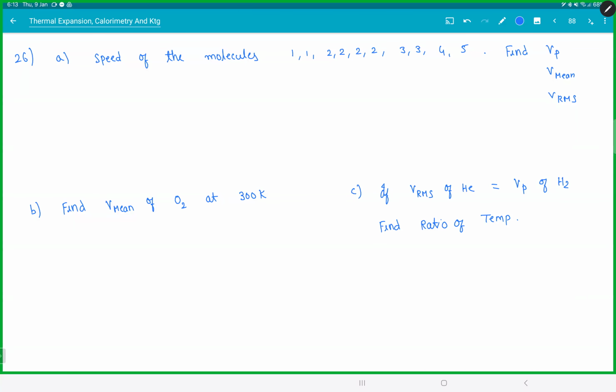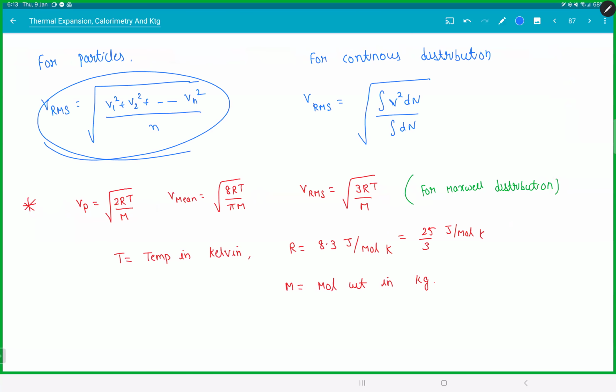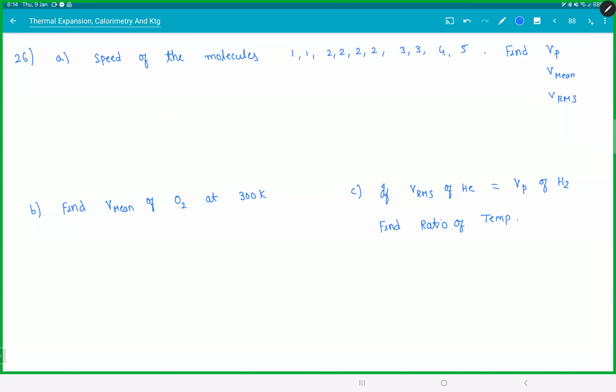These are particles, na? This is not a Maxwell distribution. There are just 10 particles. For particles, we have a formula. So if you ask me, can I use 2RT by M? You can't use it, it is wrong. That was derived when the sample is huge. There are 10 molecules, so Maxwell distribution doesn't work. We have to use the regular particle formula and derive them.